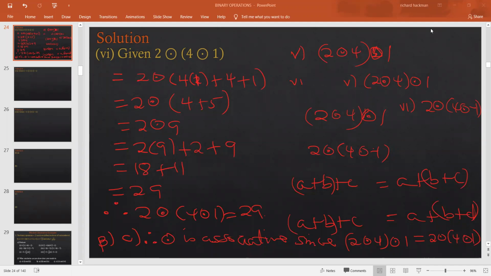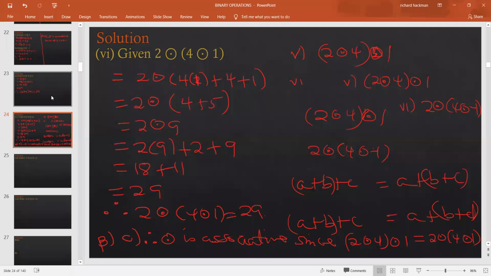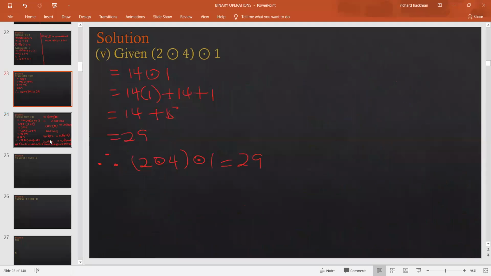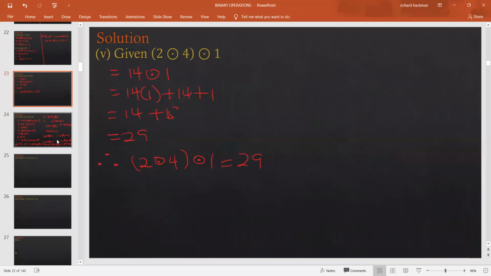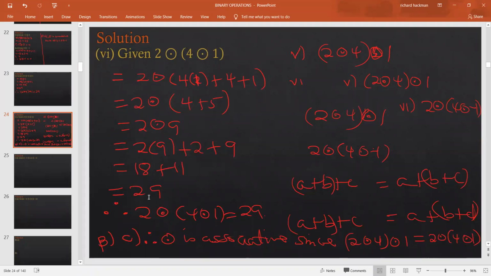All right. So here, this is what you are supposed to do. You know how to evaluate. We did the V. The V gave us what we have here. Now we are looking at the VI. So you know how to evaluate. The question asks you to draw your conclusion from your result in V and VI. So V gave us 29. And we also realized that VI gave us the result 29.